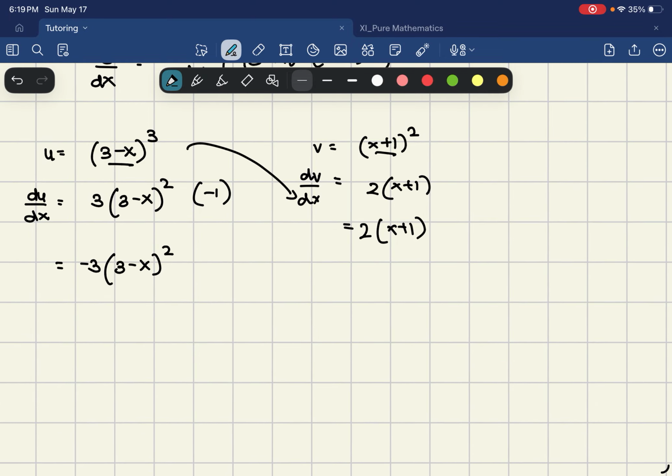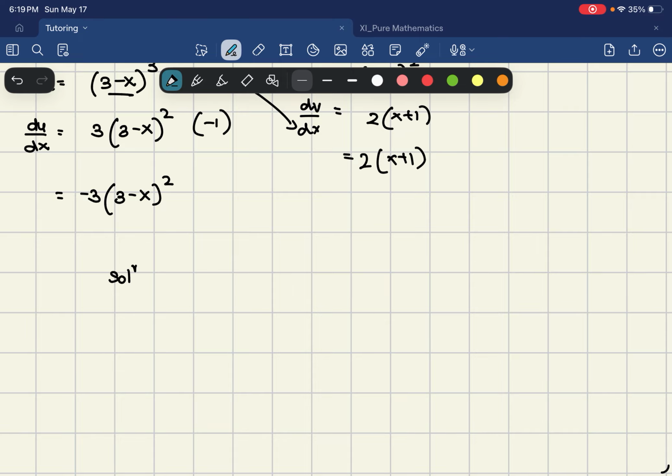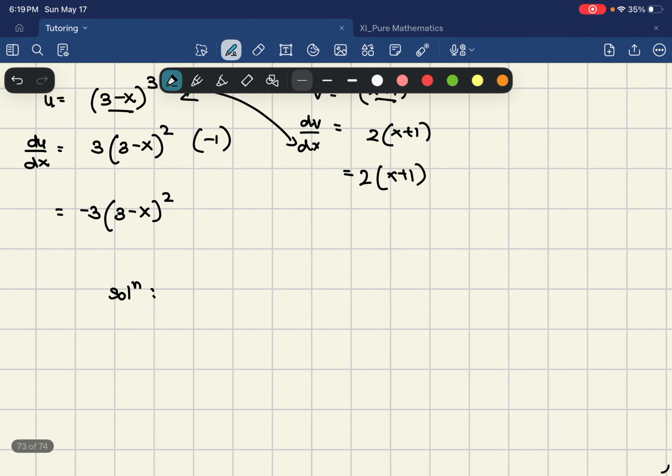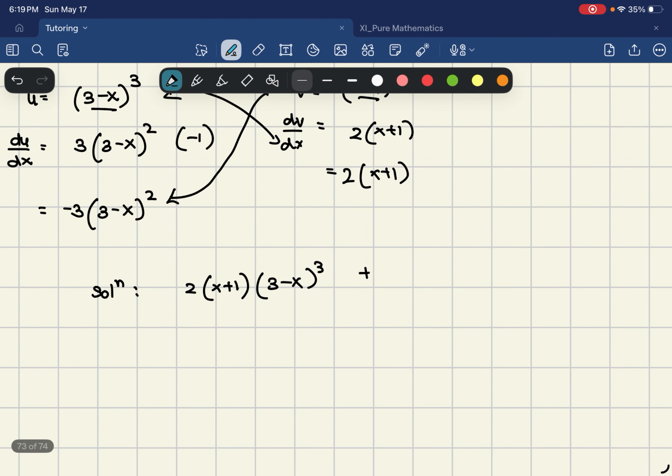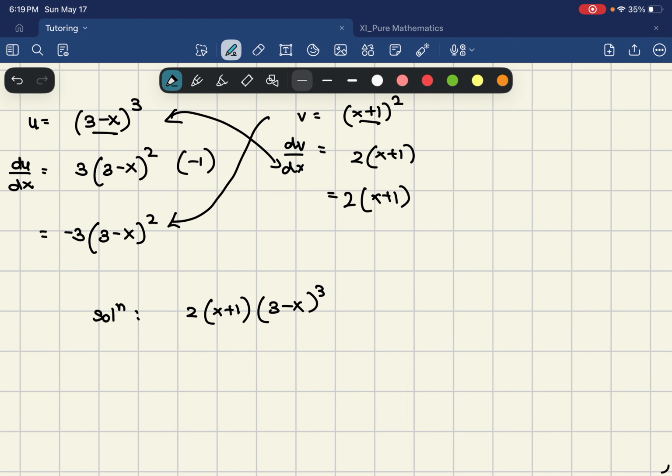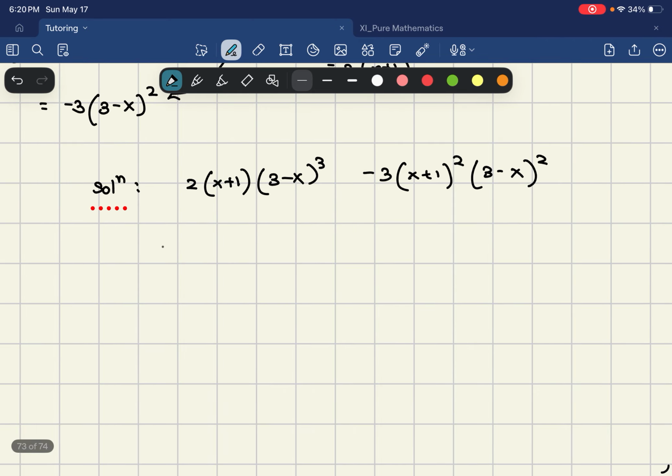So now your solution is u times dv by dx, which gives me this expression, plus v times du by dx. So that is minus 3 times x plus 1 squared times 3 minus x squared. So I can do some factorization here. I can factor out 3 minus x squared and x plus 1. And from the first term, I have this expression, right?